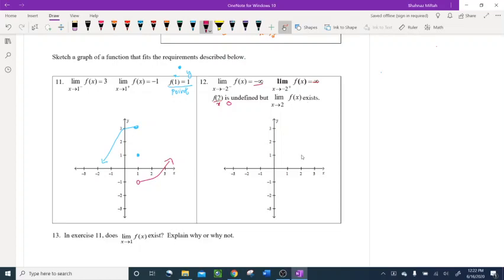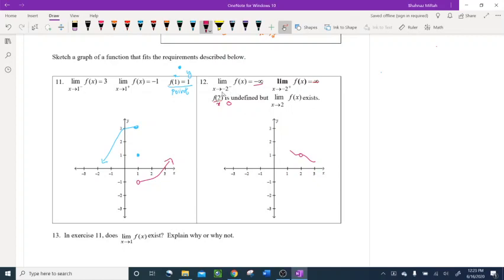So I'm going to make this open circle on top of 2. It's undefined, but they said the limit does exist. So I'm going to make the left and right limit 1, which means it exists. I'm going to just make it like this and like that. You see, x approaches 2 from the right is 1. x approaches 2 from the left is 1. So the limit does exist. Okay, so I answered this portion.